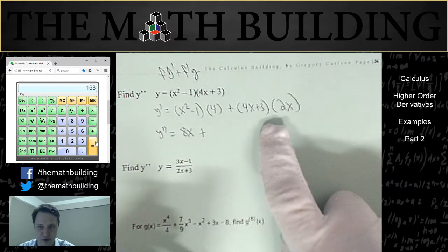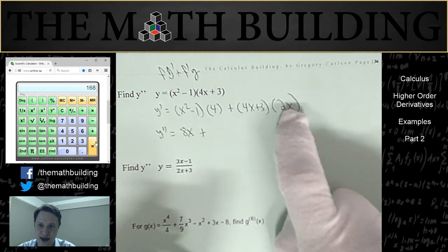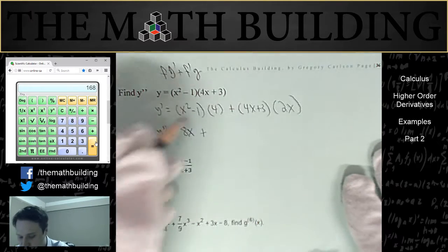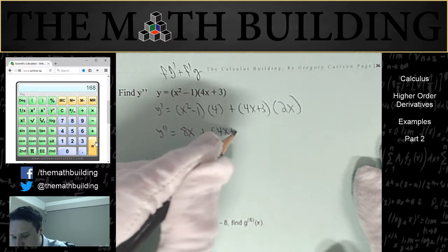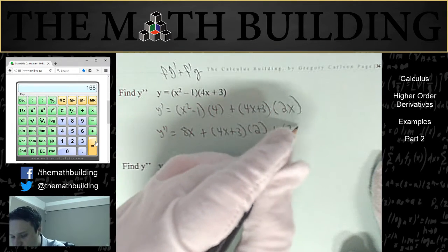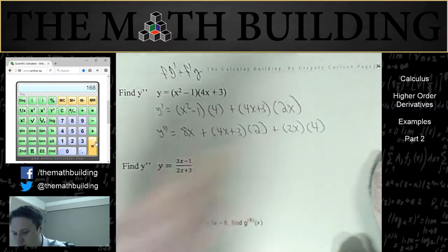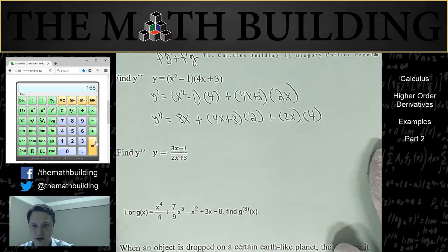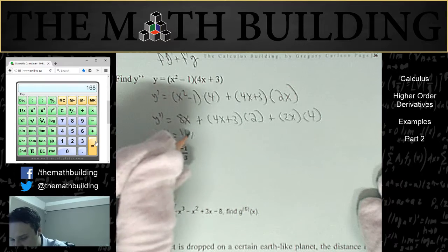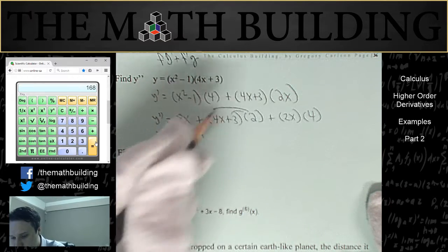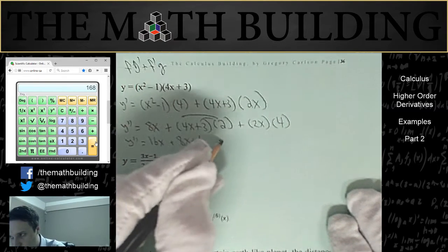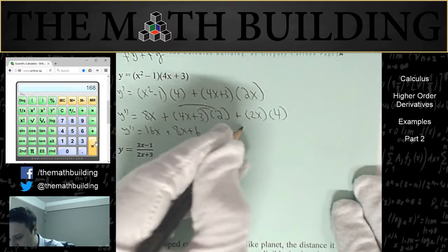Now here we do need to do the product rule because I have functions here, and this has an x within it. So this time we will do the product rule. So it's not just a constant, is what I'm trying to say. So 4x plus 3 times the derivative of 2x, which is 2, plus 2x times the derivative of 4x plus 3, which is 4. So let's clean that up. So y prime prime equals, that's 8x over here, so that's going to be 16x plus distribute 8x plus 6. So y prime prime is equal to 24x plus 6.